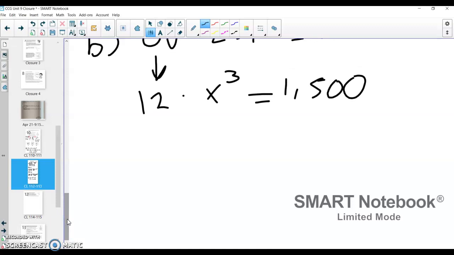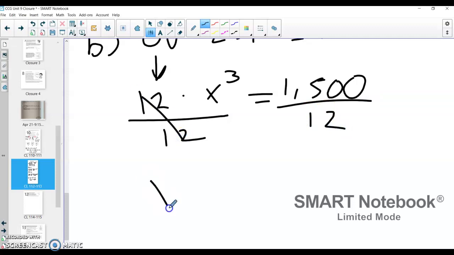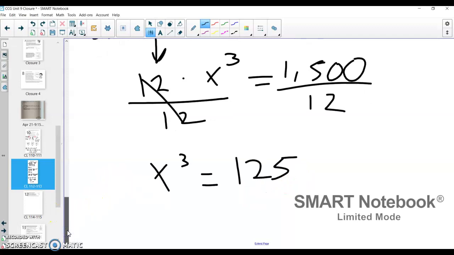I have to first divide both sides by 12 to get x cubed by itself. That cancels out here, so I'm left with x cubed equals 1,500 divided by 12, which gives me 125. And now I just need to take the cube root. We've taken the square root before in here, but we haven't taken the cube root very often, but it's something good to know.